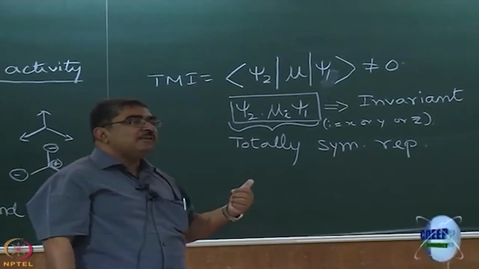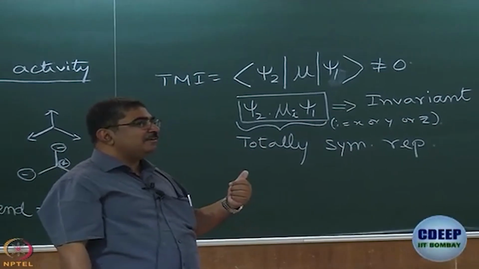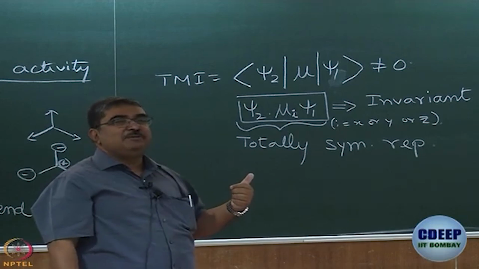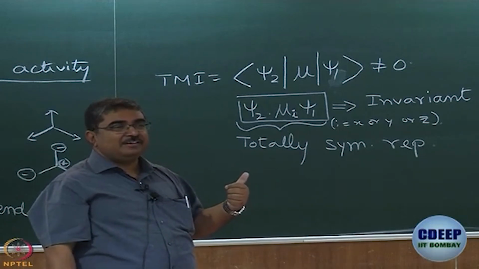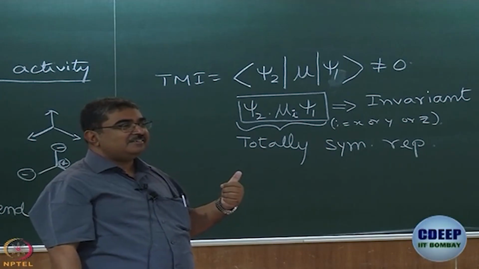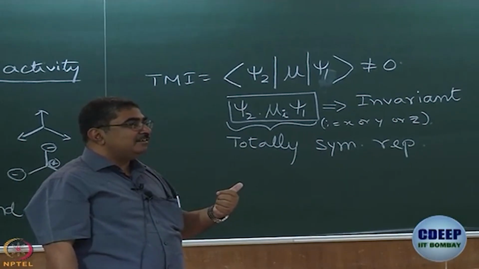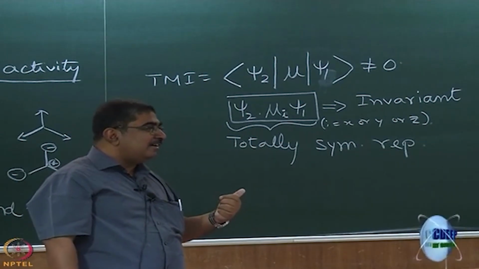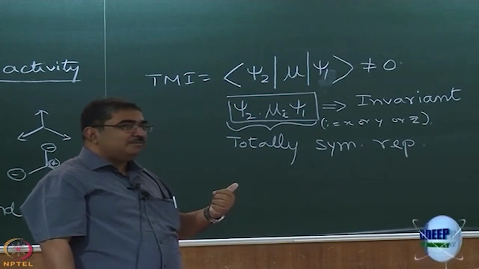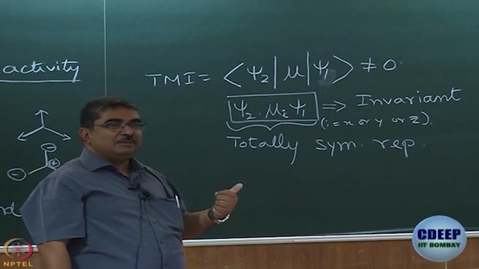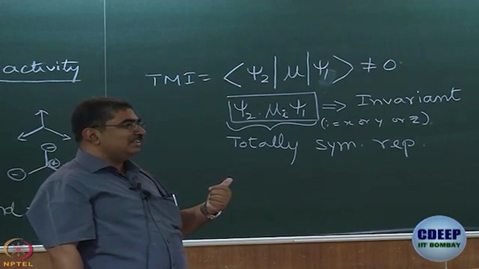What is the symmetry of mu x in any point group? To which symmetry species will mu x belong? Mu x is along x direction. No. This is a general question. You need to understand the question.